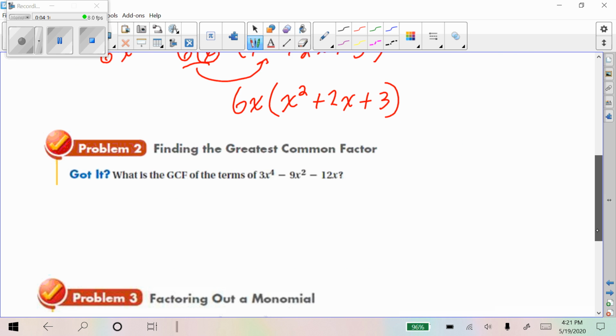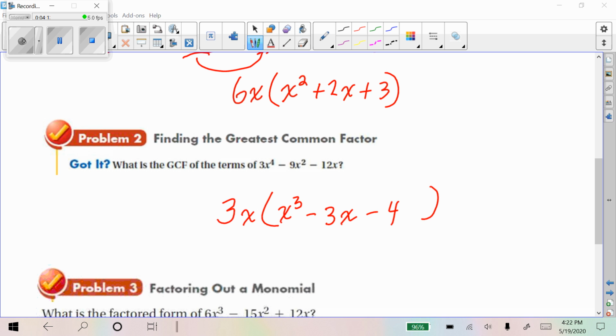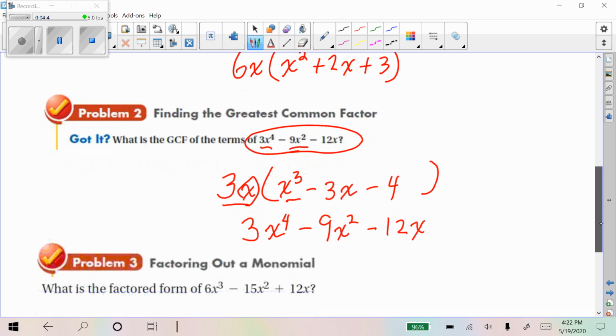All right, why don't you try one of those? And my answer looks like that. Now, the way you would check that is take your monomial out here multiplied by the first term. So 3x times x to the third, that's 3 times x times x times x times x, or 3x to the fourth, which is that. Good. And 3 times negative 3 is negative 9, and then we have x times x, which is x to the second, which is that. And 3 times negative 4 is negative 12, but we also have the x, so negative 12x. So yeah, that works.